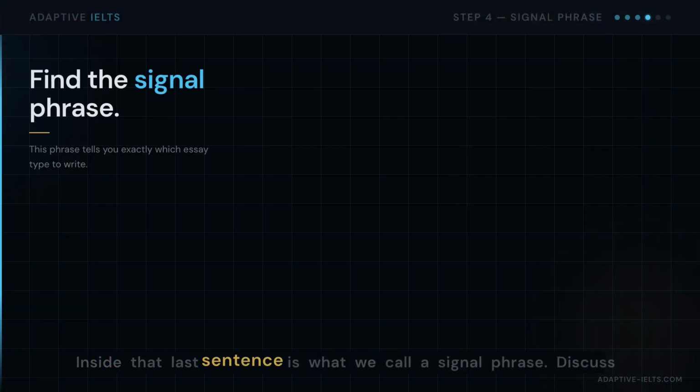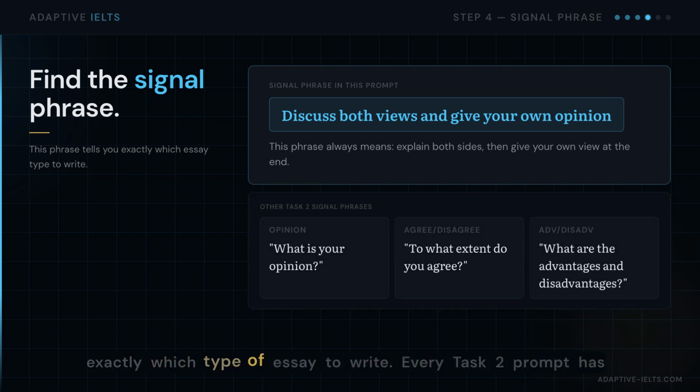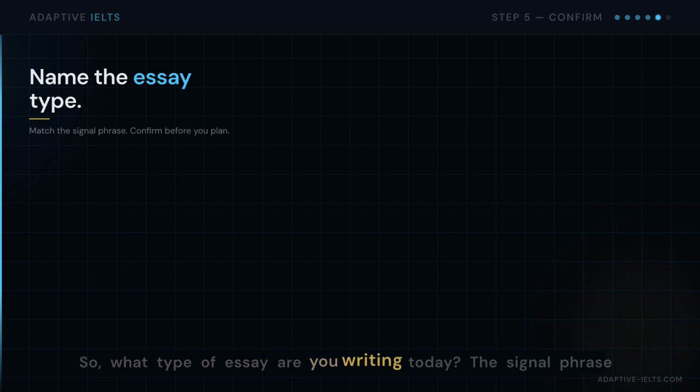Inside that last sentence is what we call a signal phrase. Discuss both views and give your own opinion. The signal phrase is the most important part of any task 2 prompt because it tells you exactly which type of essay to write. Every task 2 prompt has exactly one signal phrase. If you can find it, you already know your essay structure. So, what type of essay are you writing today?